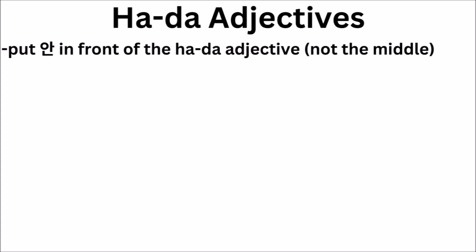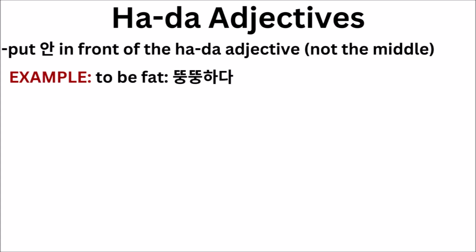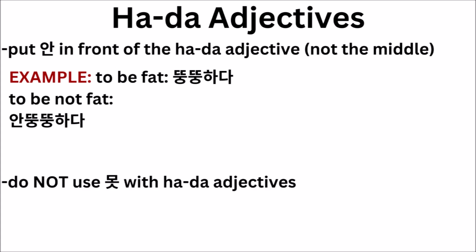Now, 하다 adjectives are not like 하다 verbs. In 하다 adjectives, you put the 안 at the start, just like with the non-하다 adjectives. For example, 뚱뚱하다, to be fat. To make it into to be not fat, you say 안 뚱뚱하다. Got it? And we do not use the Korean word for can't, 못, with Korean adjectives. It's just not grammatically correct.